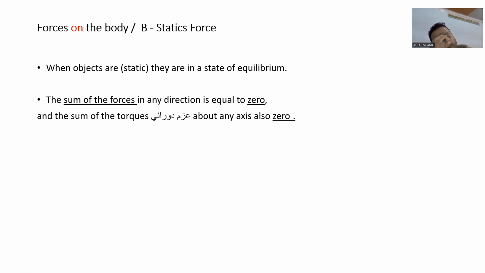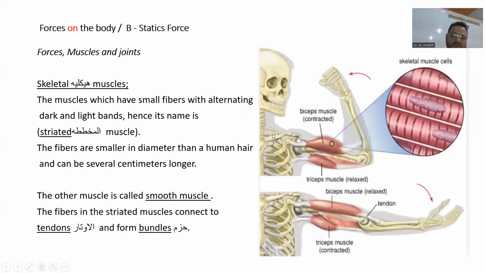Here we will start to talk about statics force. When objects are static, they are in a state of equilibrium. The summation of forces must be zero in any direction. Here are some important notes. And the summation of the torques about any axis also equals zero. Here the important information starts.